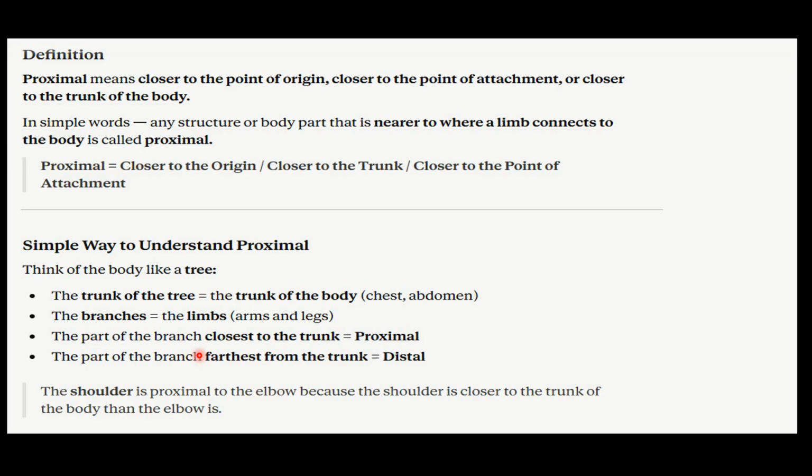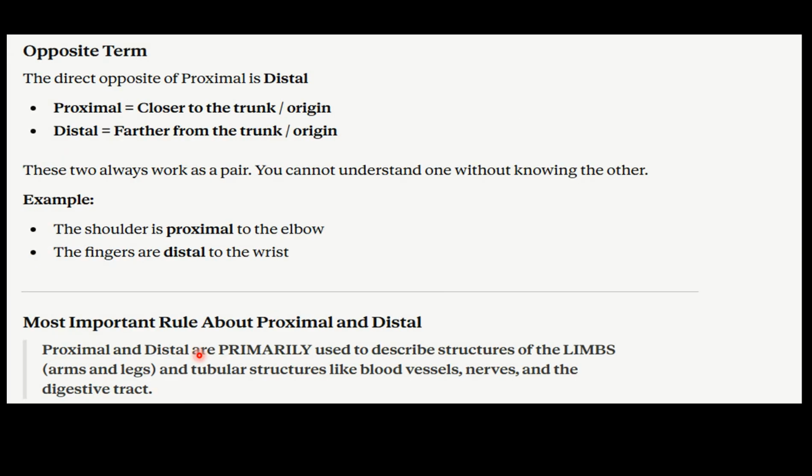That I'll explain in the next session because it's the opposite word. But I think now you have an idea of what proximal is, and that it is mostly related to limbs. One thing is clear: the opposite of proximal is distal. Proximal is closer to the trunk origin, distal is farthest from the trunk origin. These two always work as a pair. You cannot understand one without knowing the other.